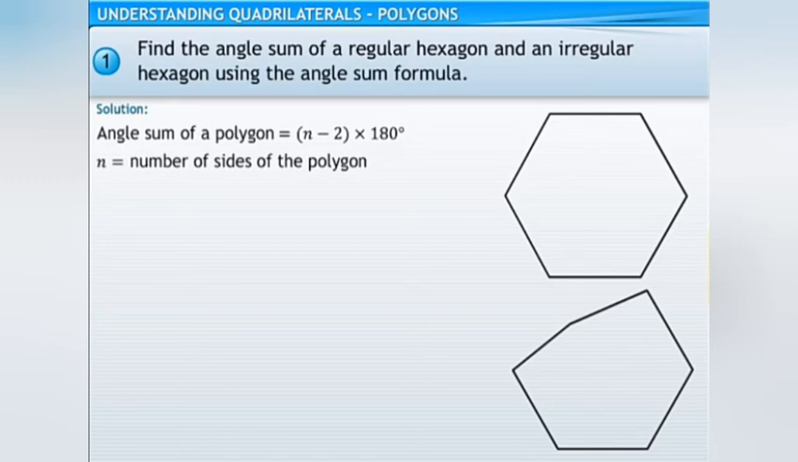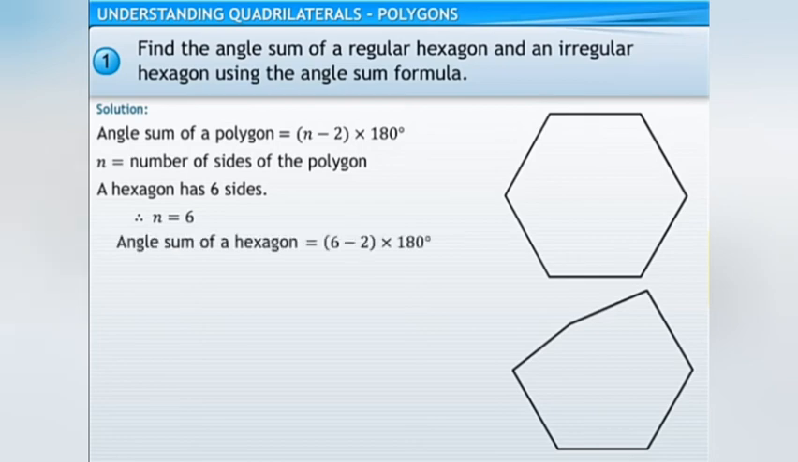First, we will find the angle sum of the regular hexagon. A hexagon has 6 sides. Therefore, n is equal to 6. We will substitute the value of n in the angle sum formula. On simplifying, we get 720 degrees. Therefore, the angle sum of a regular or an irregular hexagon is 720 degrees.